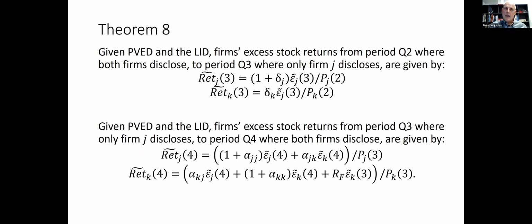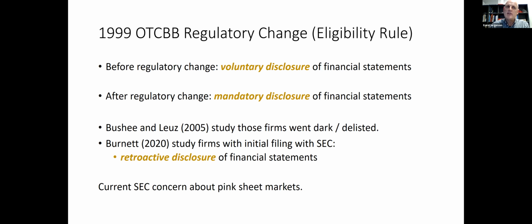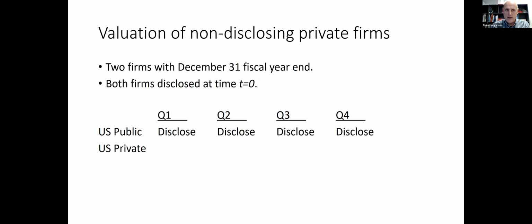Finally, the last set of results in the paper considers how we should value a firm that once used to be public, but subsequently went private, based on a clean surplus assumption. And so here's what we do. We consider firms that go dark or go private. So one firm, say a public US firm, continues to disclose with the same frequency every quarter. The other, the US firm that used to be public but went private, we have a book value for that firm that becomes more and more stale as we go forward in time.